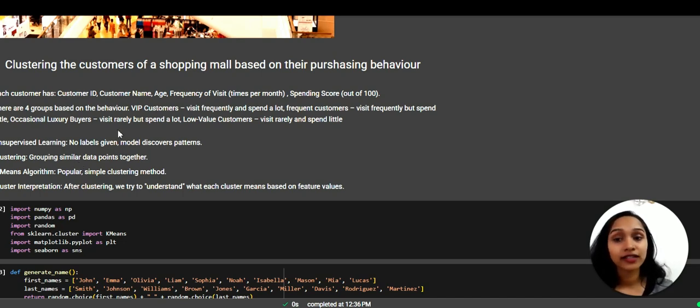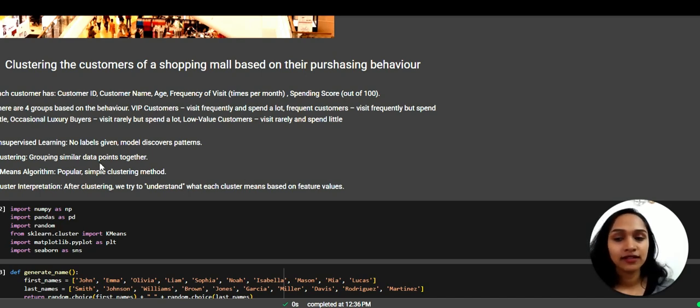We know that there are 4 groups existing, but we are not telling our machine learning model that these are the 4 groups that exist within this data. Instead, the model discovers them automatically. But we know that there are 4 different clusters or 4 different groups.